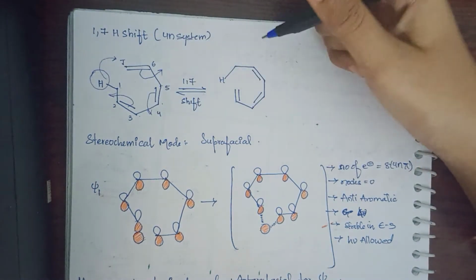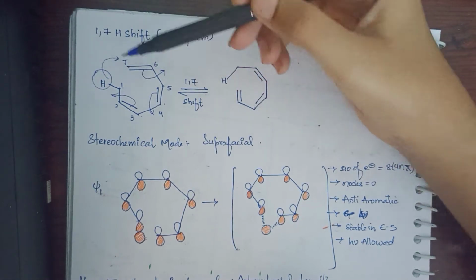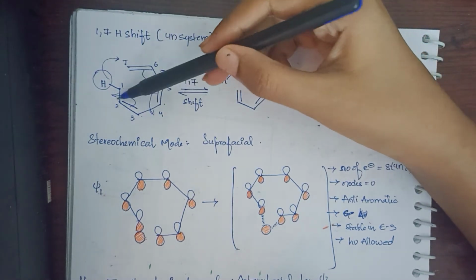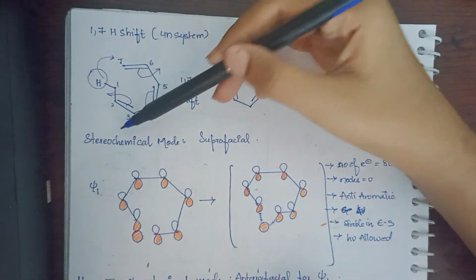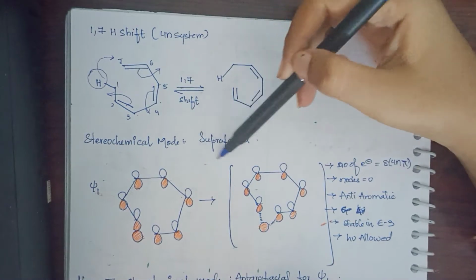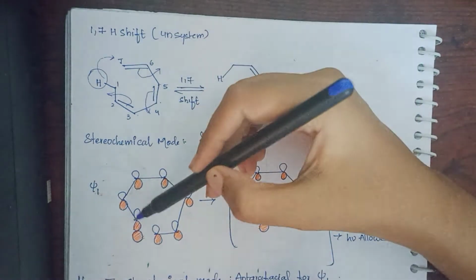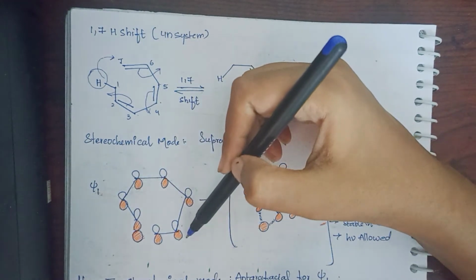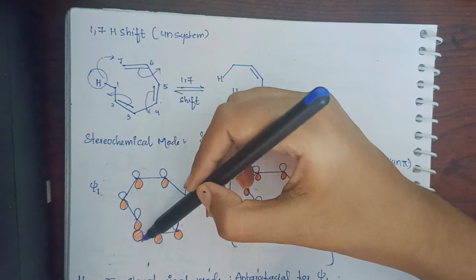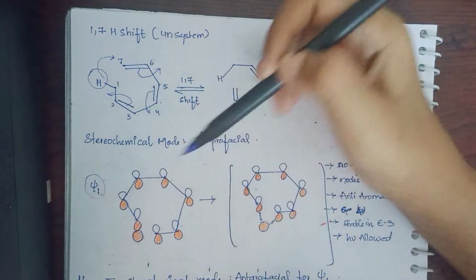What is happening here? The hydrogen is shifting from the first position to the 7th position. Changing the position of the hydrogen like this is known as a 1,7 hydrogen shift. If you go to the stereochemical mode, I am explaining the suprafacial mode. In suprafacial, I am taking a 7-membered cyclic system, 1, 2, 3, 4, 5, 6, 7, with a hydrogen bonded to carbon 1. I am taking the Ψ1 molecular orbital.